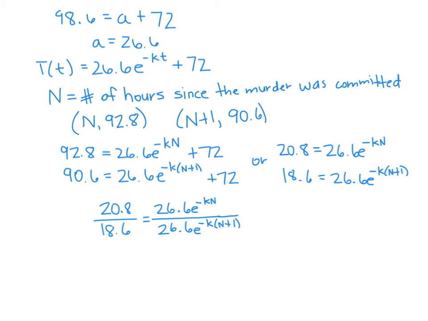Alright, so on the left hand side we have 20.8 divided by 18.6 equal to, and then on the right hand side the 26.6 on the numerator and denominator cancel. So then we're left with an e to the negative k times n on the top, and then we have an e to the negative k times an n plus 1 on the bottom. Now what we can do here, on the bottom we have a negative exponent. We can make that positive by bringing it to the numerator.